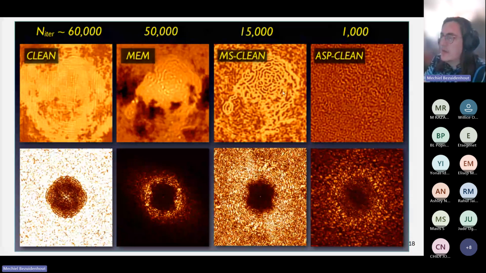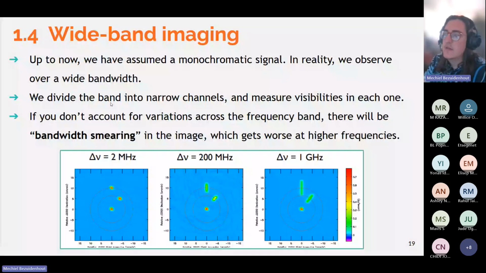Right. So let's talk about a complicating factor in all of this. So up to now, we have assumed a monochromatic signal, right? So we have assumed that we measure visibilities using only a single frequency. In reality, of course, we are observing over a wide bandwidth across a range of frequencies.